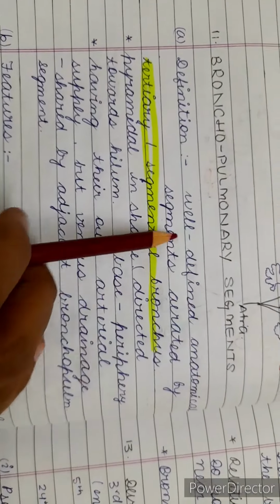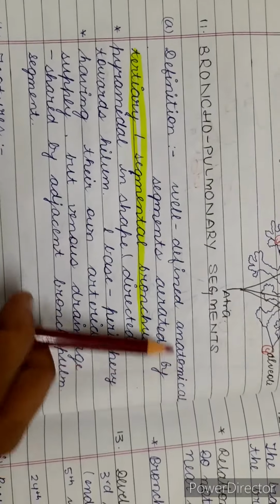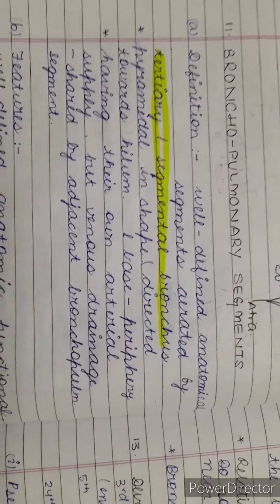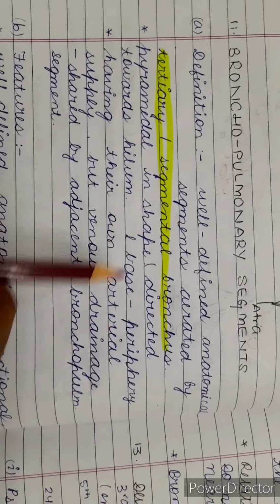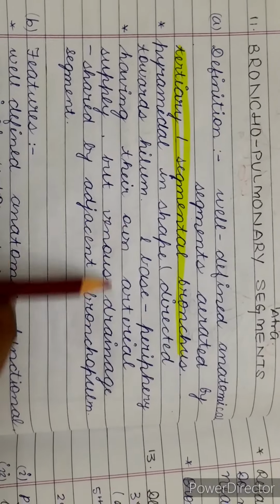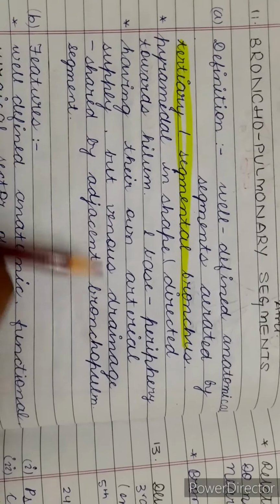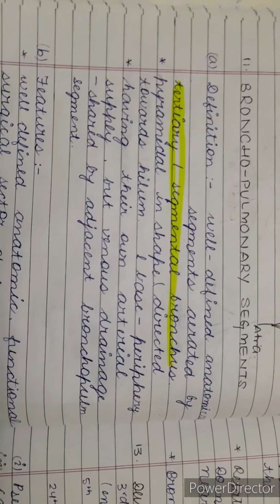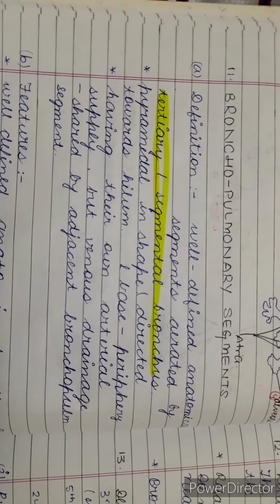Bronchopulmonary segment. So these are the well-defined anatomical segments aerated by tertiary or segmental bronchus, which are pyramidal in shape, and each one has their own arterial supply, but the venous drainage is shared by the adjacent bronchopulmonary segment. There are 10 bronchopulmonary segments in each lung.